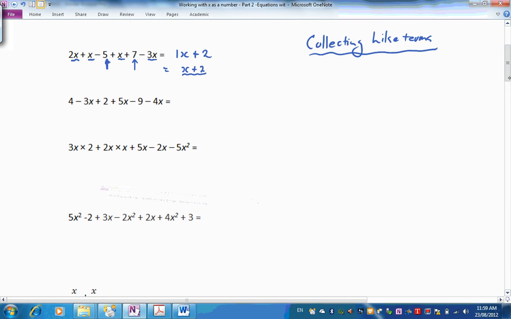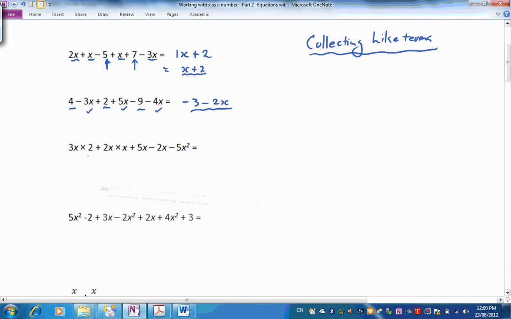Alright, so let's have a look down here now. Oh, it's starting with a number, so start there. 4, there's another number, plus 2 is 6. Take 9 is neg 3. Now let's do the x's. Neg 3x plus 5x is positive 2x. Take 4x is neg 2x. Okay, so are you getting the hang of it, do you think? It's collecting up like terms.